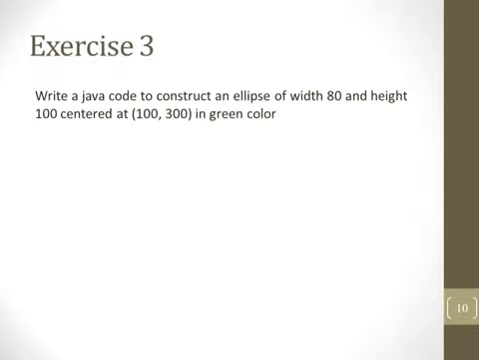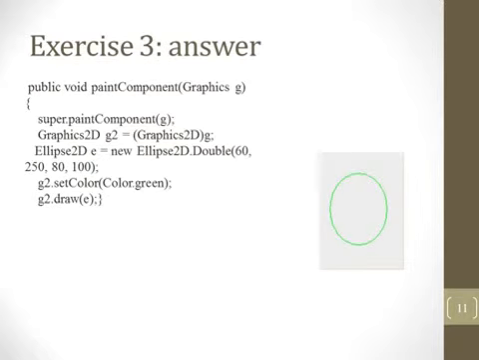Write a Java code to construct an ellipse of width 80 and height 100 centered at 100, 300 in a green color. To write this Java code, we first want to construct an ellipse centered at 100, 300. Then we should calculate the upper corner of the ellipse, and then we should set the color of the graphics to green. Here is the code for constructing the ellipse.